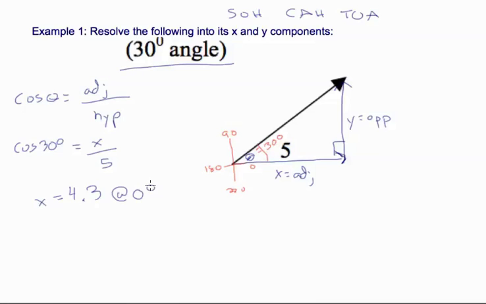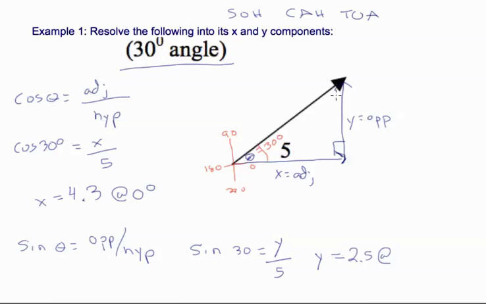So our x is 4.3 at 0, and for y, we're going to do the sine of theta, so opposite over hypotenuse. So the sine of 30 is equal to y over 5, and y equals 2.5. And again, we have to talk about direction. So we have 2.5 at, and if we look at our little unit circle, our y is at 90 degrees. So these questions will always have two answers, or two parts to its answer, so make sure you circle both of them.